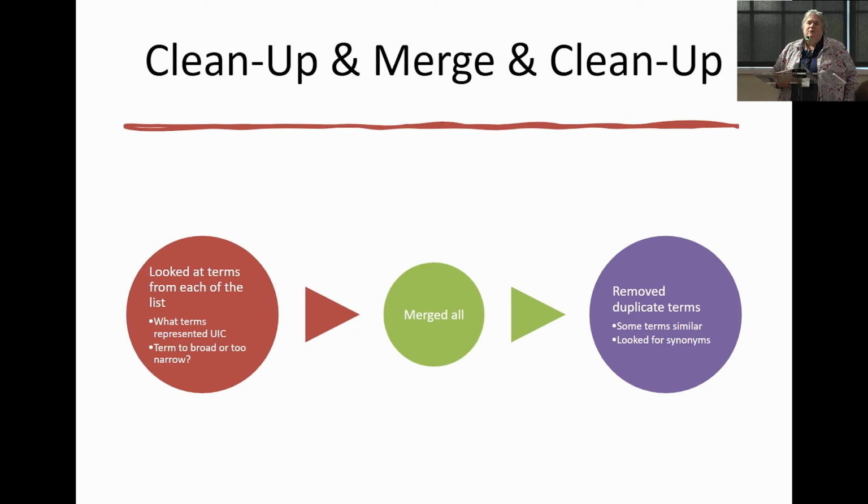We looked at the terms in each of the lists, and this was very unscientific, for terms that looked good, looked like possible terms that people would actually use, and that were types of research being done at UIC. And then we merged them all, and went through the process to remove duplicates, and also try to find synonyms to remove those, because you really only want the concept to show up once.